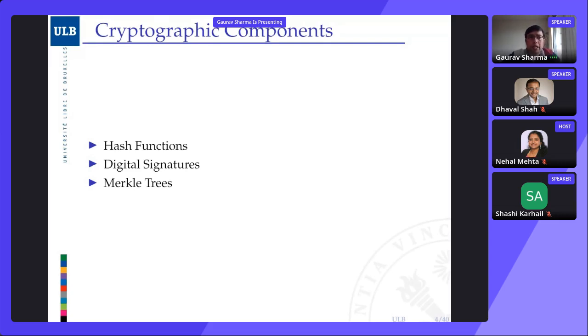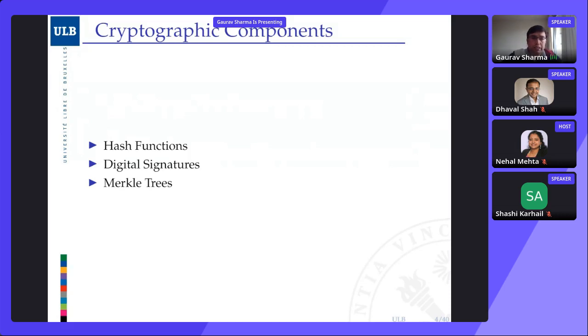Then we have the digital signature. A digital signature is a signature scheme where you take the input, the message, and the private key of the signer, and you output a signature. For the verification, you take this signature and the public key of the signer, and you say whether it is verified or not verified. So whenever you submit a transaction in a blockchain, every time you have to submit a digital signature with it. And then we have a Merkle tree.